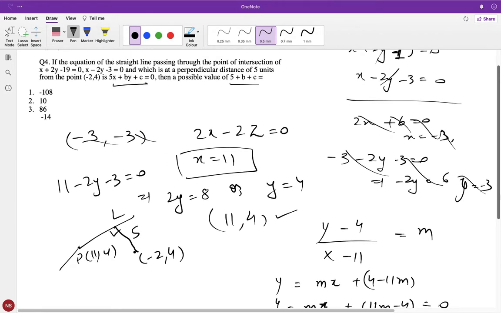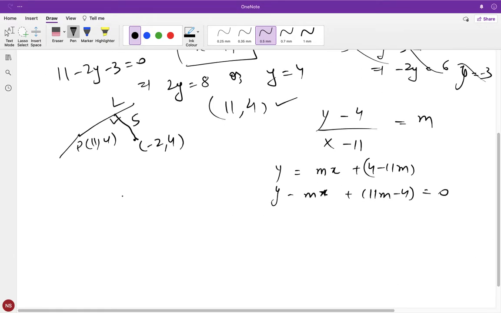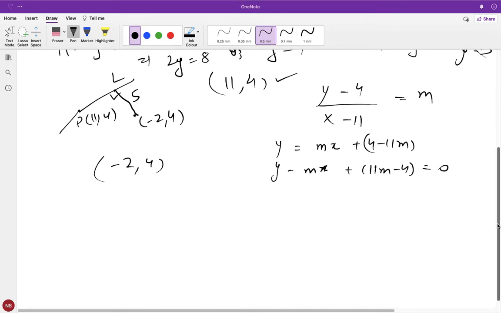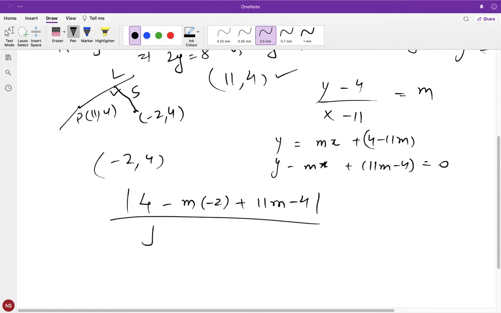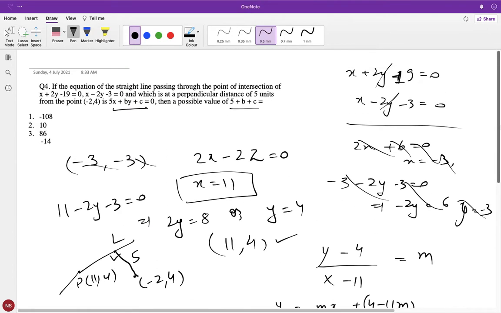And if I have to find out the perpendicular distance of this line from a point minus 2 comma 4, how do I do that? Just put minus 2 comma 4 in here. So 4 minus m into minus 2 plus 11m minus 4 mod divided by a square root of coefficient of y square, coefficient of x, and whole square. This should be equal to the distance 5.